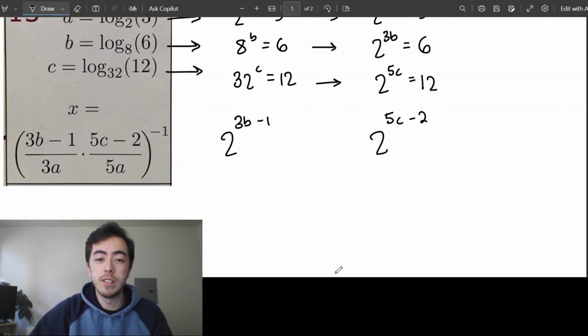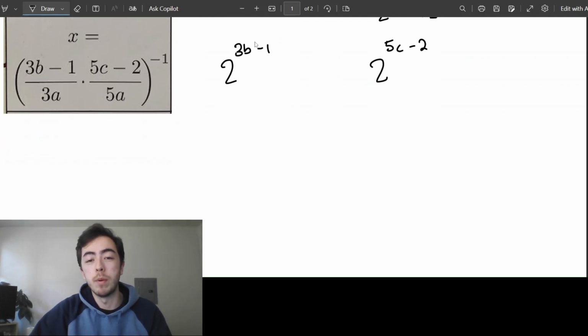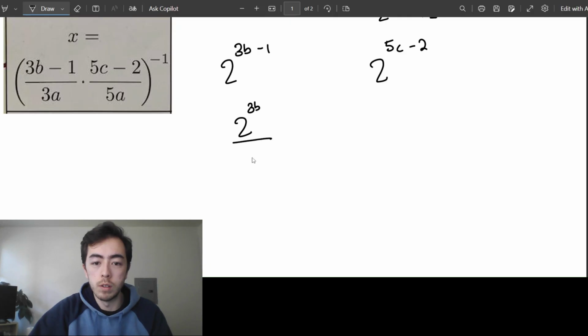Anytime you have a difference in an exponent, you can rewrite it as a fraction. So this is going to be 2 to the power of 3b over 2 to the 1, but that's just 2, so I'll just do this. And then likewise over here, I'm going to get 2 to the power of 5c over 2 to the power of 2, which is just 4.